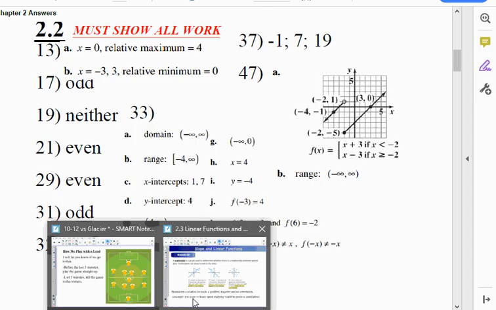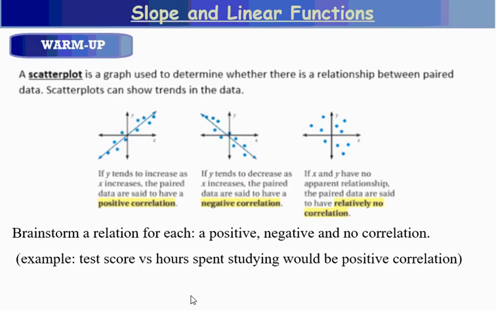If you would, please have out your note packet to 2.3. And we're going to start there. Today we're reviewing properties of slope and ways to write equations of lines, and then properties of interpreting data that model a linear relationship. So when someone plots data, they usually do so in a type of graph called a scatter plot. A scatter plot is a graph used to determine whether there is a relationship between paired data.